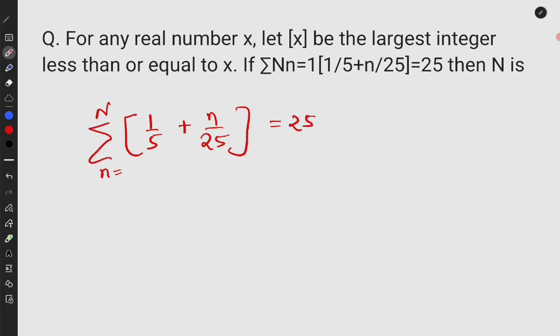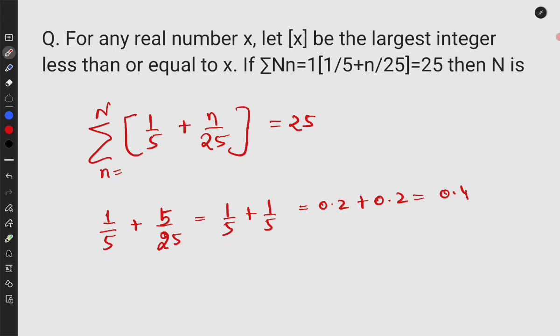How far can n go? Now let's see the value we get. This is the largest integer less than or equal to x, which means it is a GIF, the greatest integer function. Alright, so now see, if you put 1/5 plus 4/5 by 25, this will give 1/5 plus 1/5. This will give 0.2 plus 0.2, 0.4. The greatest integer function will be 0 only. Here the greatest integer function will be 0.